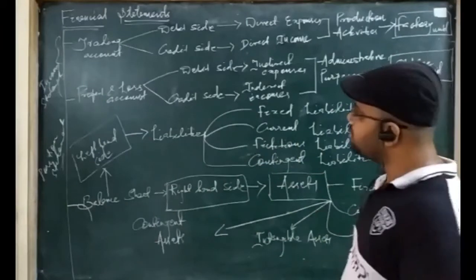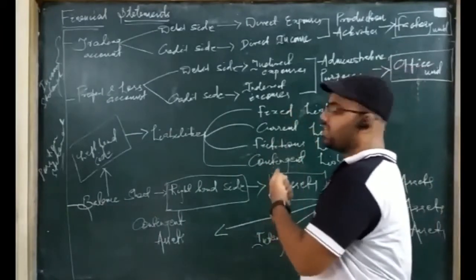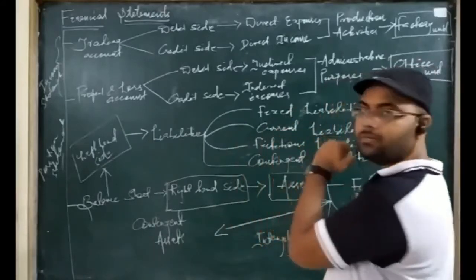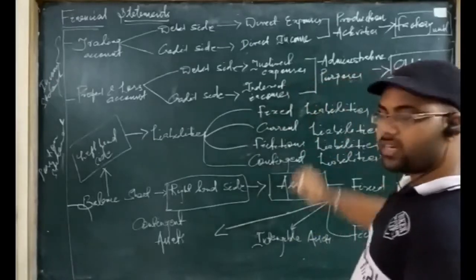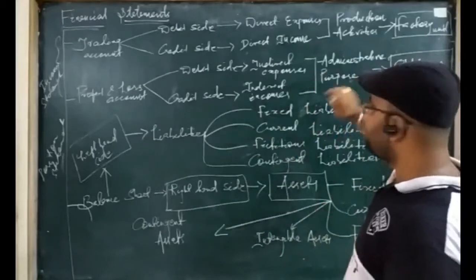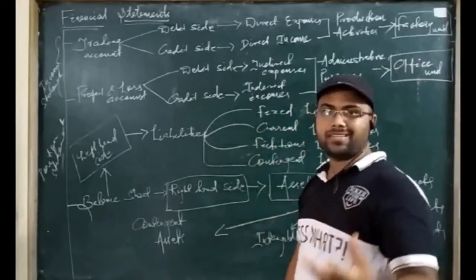Coming to our next income statement, that is profit and loss account, it also has 2 sides, debit side and credit side. In the debit side, indirect expenses are recorded. In the credit side, indirect incomes are recorded. And indirect expenses and indirect incomes are for administrative purposes, which again take place in the office unit of a business enterprise. Then coming to our last and most important financial statement, that is balance sheet.